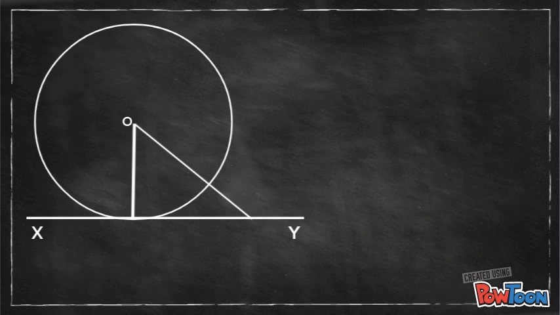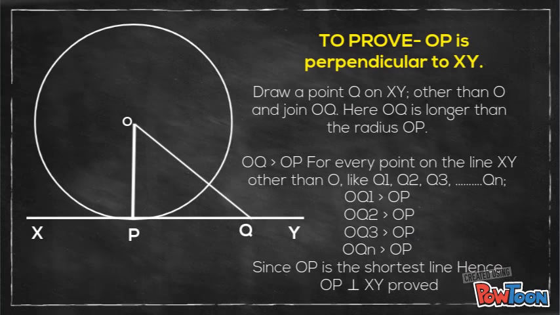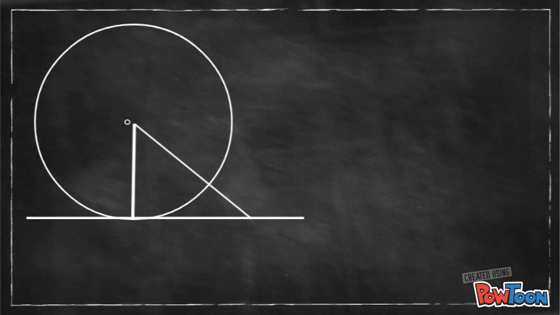Draw a point Q on XY, other than O, and join OQ. Here OQ is longer than the radius OP. OQ is greater than OP. For every point on the line XY other than O, like Q1, Q2, Q3, Qn, OQ1 is greater than OP.